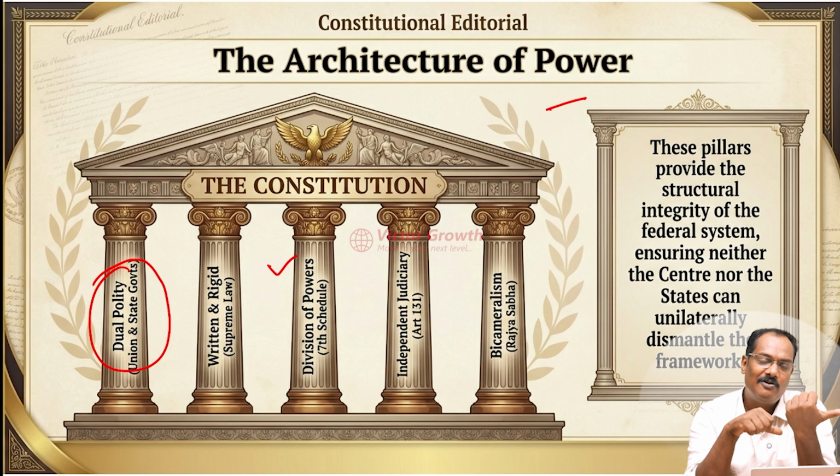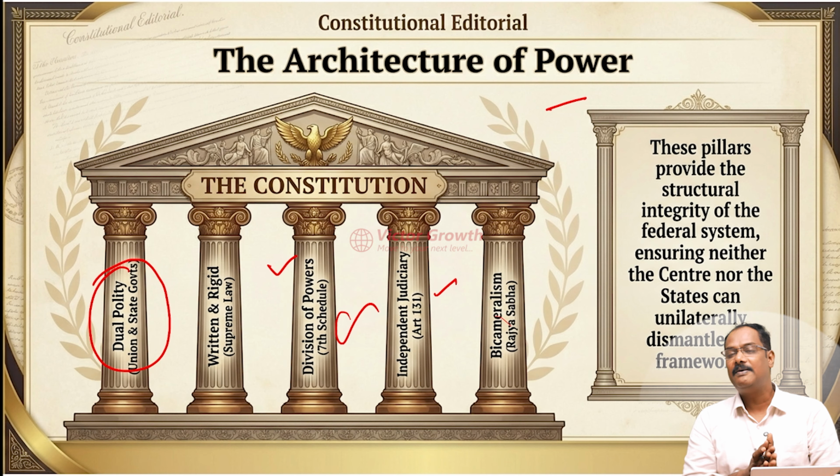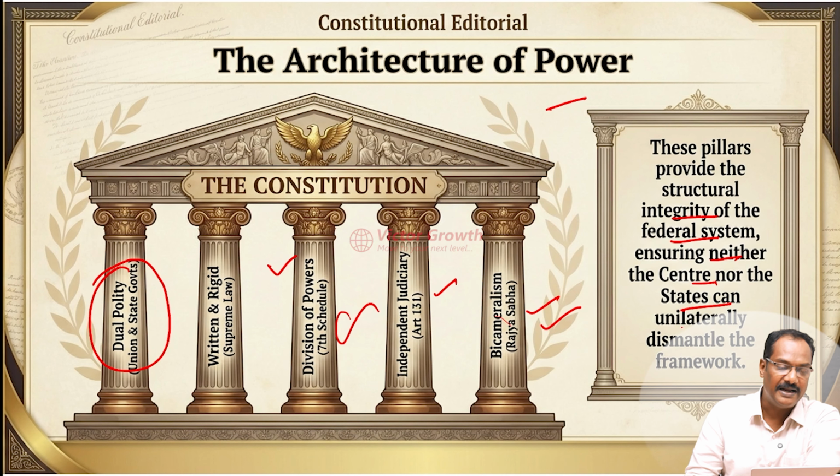Division of power, I told you already; the 7th Schedule is there. Then an independent judiciary. That is a very important characteristic of federalism, because they act as an umpire: this is your job, this is your job, this cannot be done like this. Please note down bicameralism, particularly the Rajya Sabha, which represents the states in Parliament. So these are the characters which make India a federal country: dual polity, written and rigid constitution, division of power into union, state and concurrent subjects, independent judiciary, and bicameralism. These pillars provide structural integrity to the federal system, ensuring neither the center nor the state can unilaterally dismantle the framework.